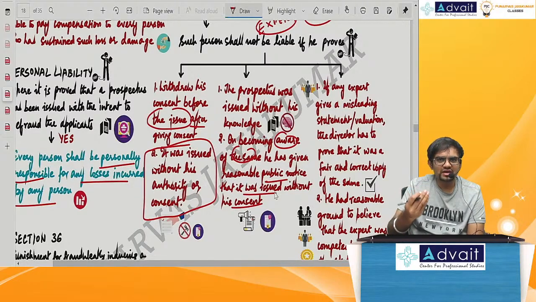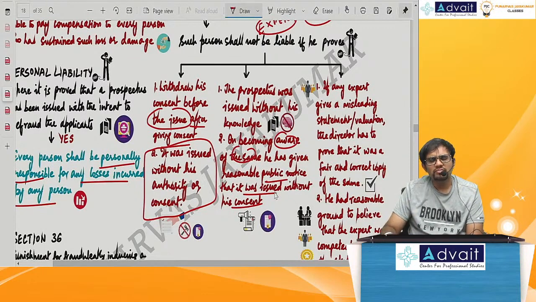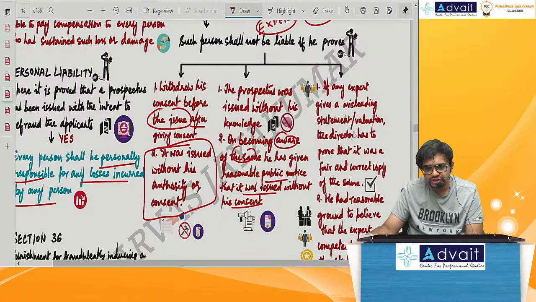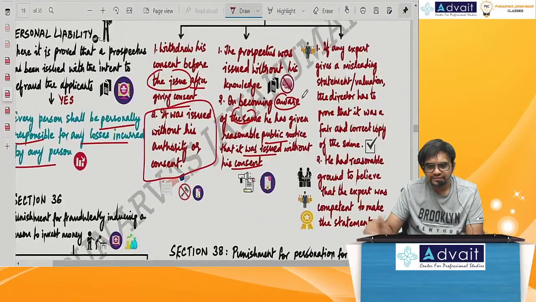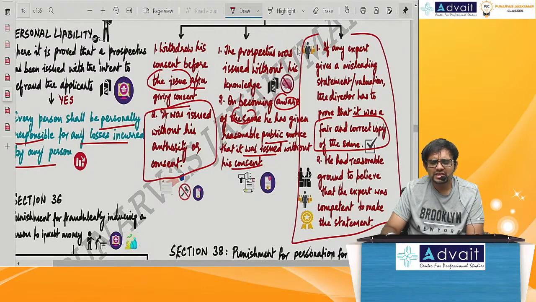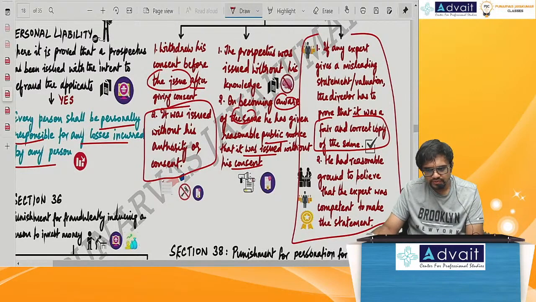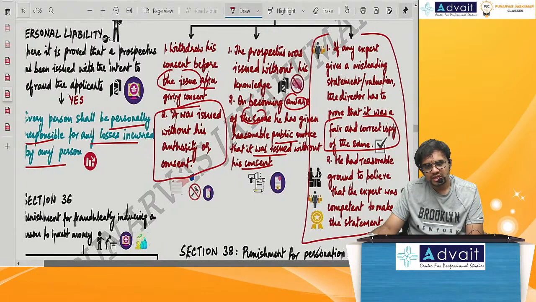So the expert will send a draft opinion to the company. Company without taking his consent directly will print it in the prospectus. That is wrong. So if an expert gives any misleading statement or evaluation, director has to prove that it was a fair and correct summary of the same and he had reasonable ground. This is for the director. When can director escape? He will say, boss, look, I am not the expert in share valuation. He is the expert. Whatever he told me, I followed. Then only it will say. So that is the thing. That is as simple as that. He had reasonable ground to believe that the expert was competent to make the statement, is what they say.